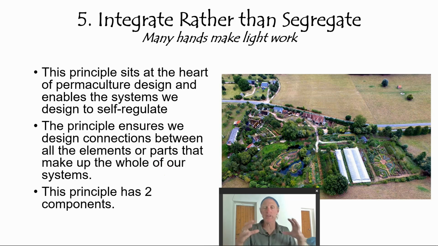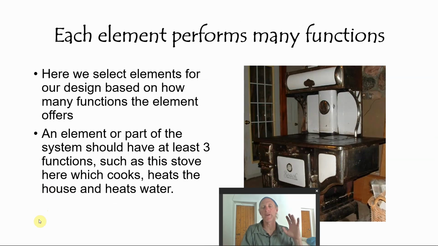The diversity of elements in a system properly connected does the work for us, and thus this principle of many hands make light work. So the first aspect of this principle is that each element in the system performs many functions. What we are doing here is selecting elements for multifunctionality. So each element should at least have 3 functions for it to be selected into the system. That is what makes it a dynamic element.